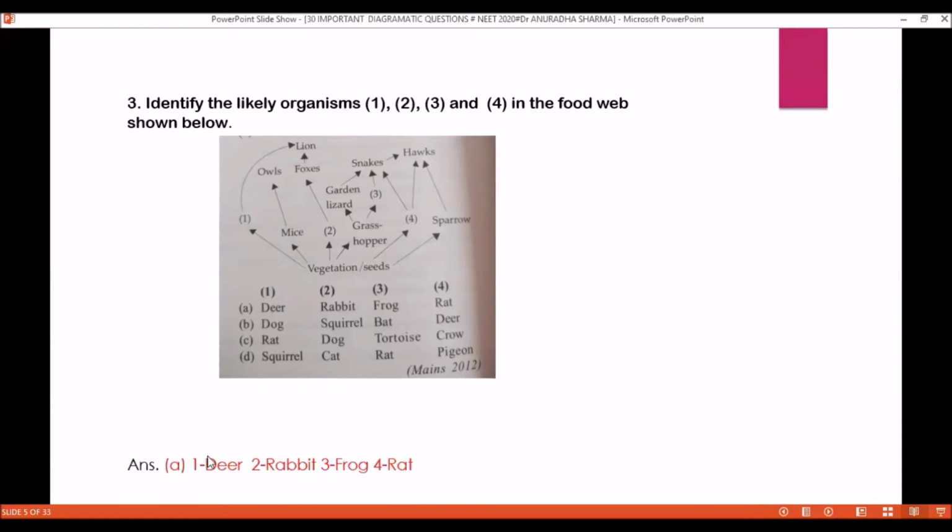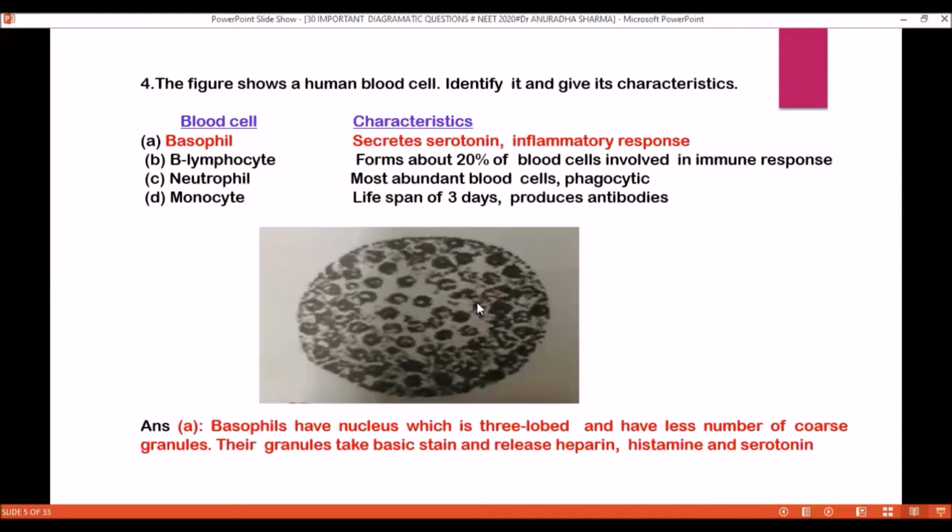Now in this diagram, we have to identify 1, 2, 3 and 4 in the food web. We can see that this vegetable seed is eaten up by deer, and deer is further eaten by the lion. So 1 is deer, second is rabbit, third is frog, and fourth is rat. So option A, that is deer, rabbit, frog, and rat, is correct.